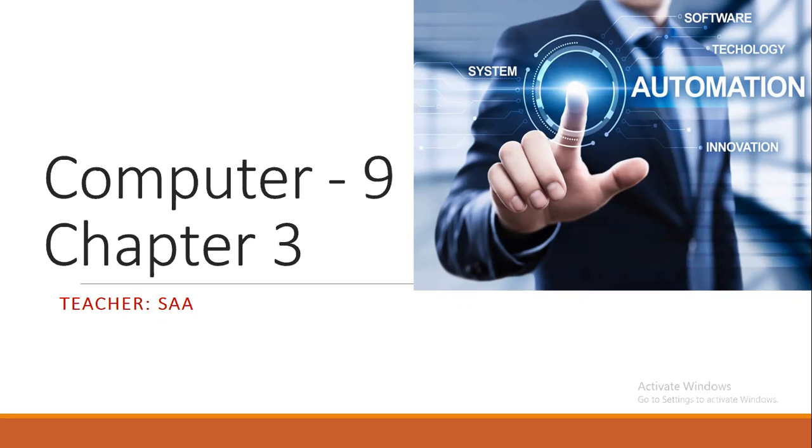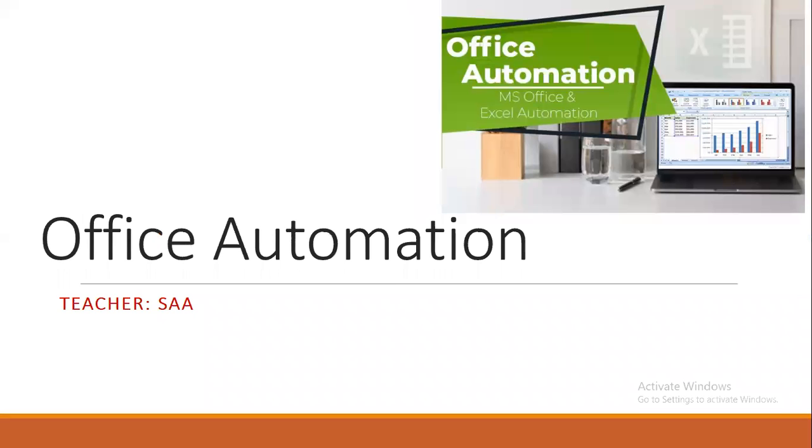We are studying chapter number 3, which is about office automation. Up till now, we have covered its basic concept, that what is office automation, why do we need it, and what are the different tools that are used to automate an office. Today we are going to revise the basic things again, and we will learn some more features of MS Word today. So let's start today's lecture.